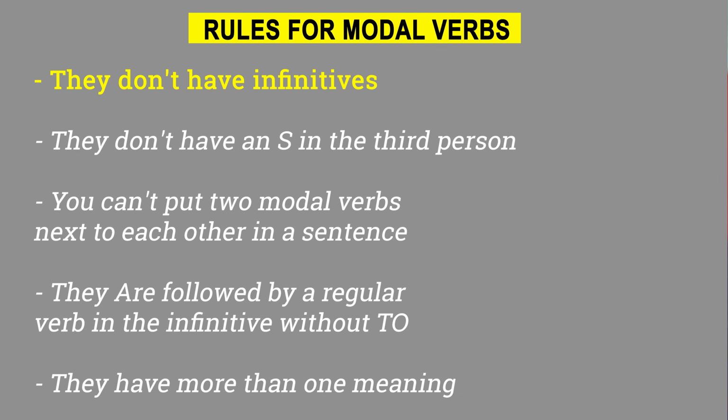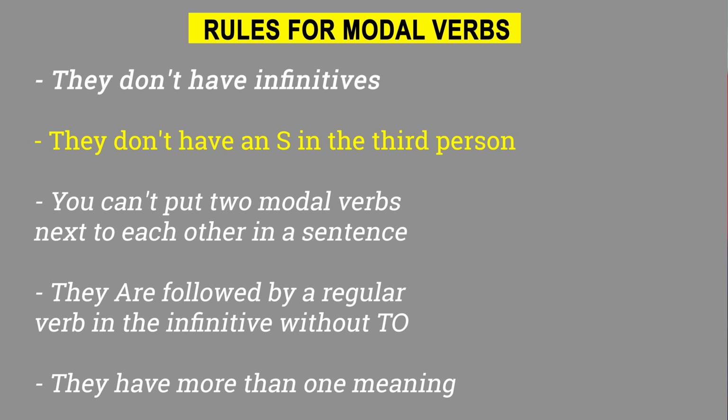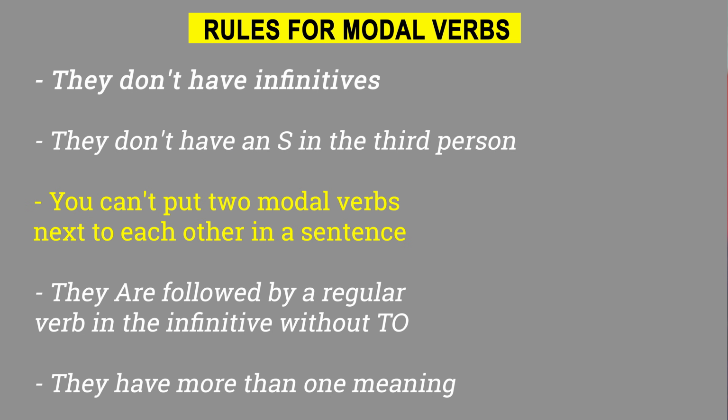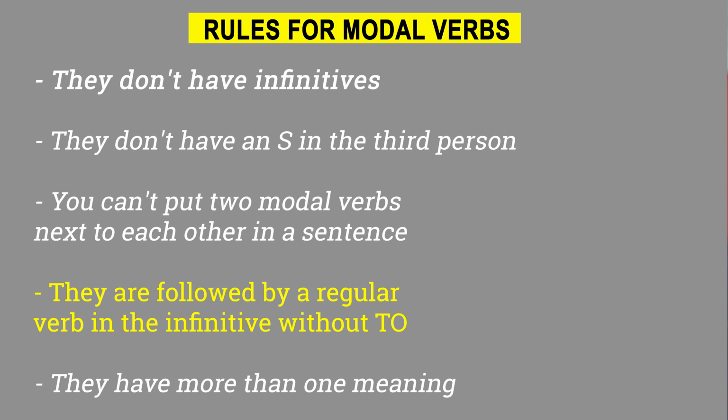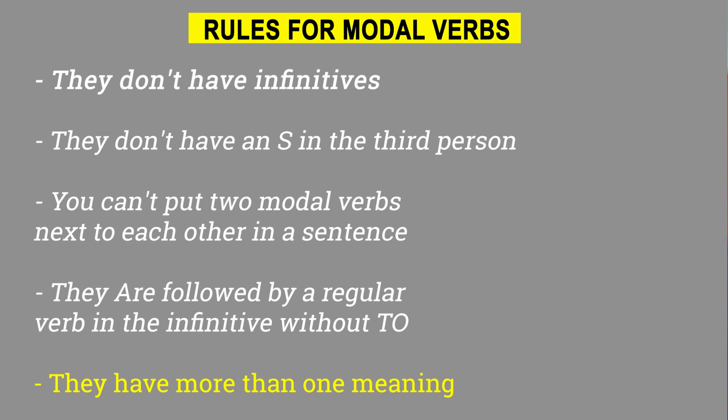Modal verbs don't have infinitives. Can, not to can. Modal verbs don't have an S in the third person. He can, not he cans. Modal verbs are like opposing magnets. You can't put the two together next to each other in the same sentence. Okay, we'll look at that later. Modal verbs are followed by a regular verb in the infinitive without to. Modal verbs generally have more than one meaning.